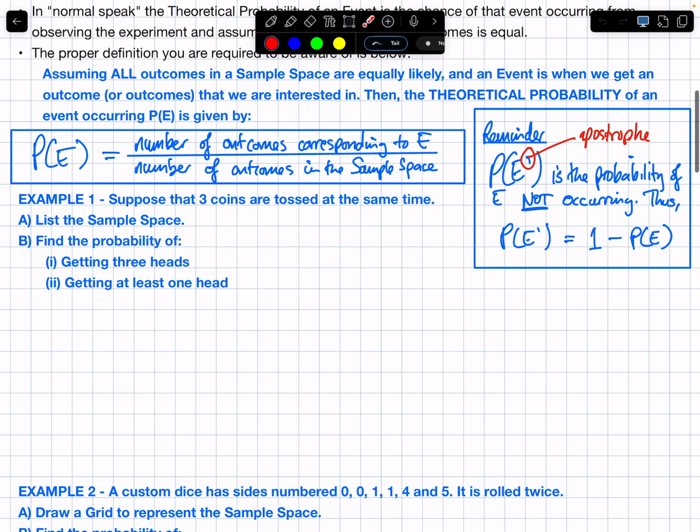So let's have a look at this one as a first example. I'll give you time. Suppose that 3 coins are tossed at the same time. List the sample space. Have a look at your notes from previous. What did a list look like? What was special about a sample space that was a list? Yes? Curly brackets. So we'll put our curly brackets there.